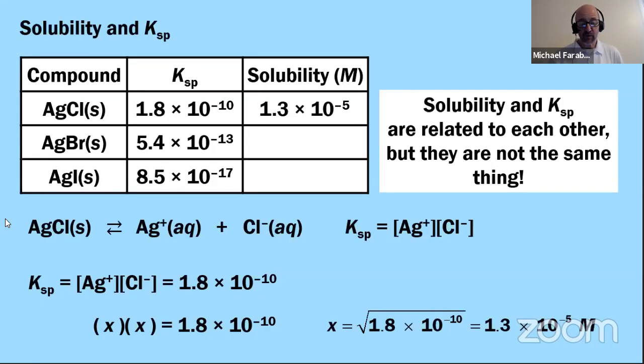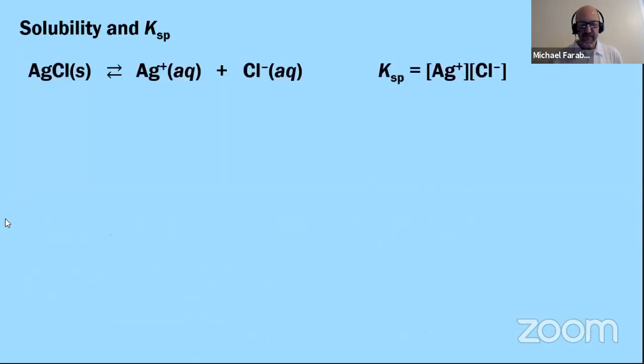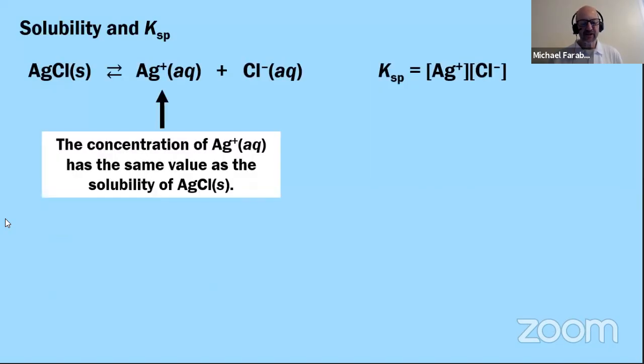If I take the square root of the silver bromide Ksp, I'm going to get a smaller value. If I take the square root of the silver iodide Ksp, I'm going to get a smaller value. So without doing any math, I could have predicted which one was the highest solubility. But if I had to actually calculate it, it was a simple square root of the Ksp. Again, the concentration of the silver happened to be the same as the solubility of the entire compound.